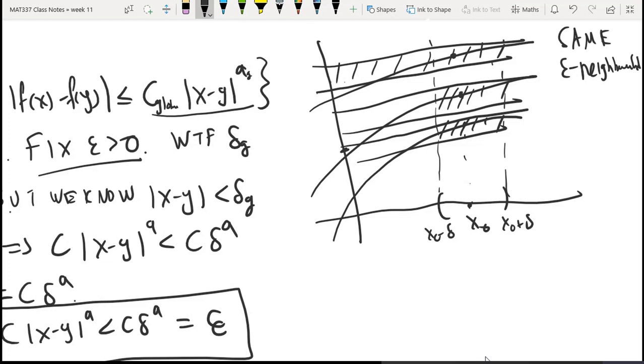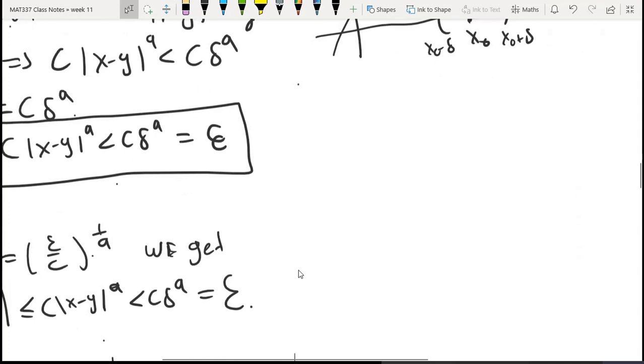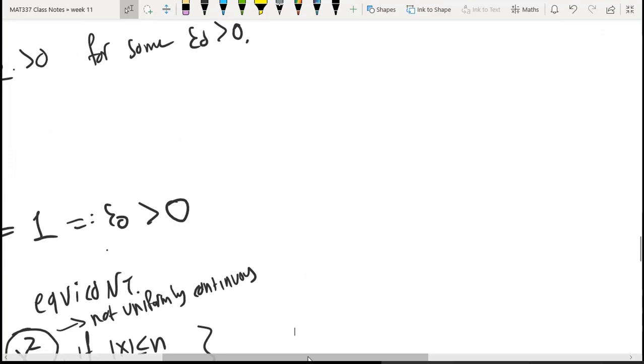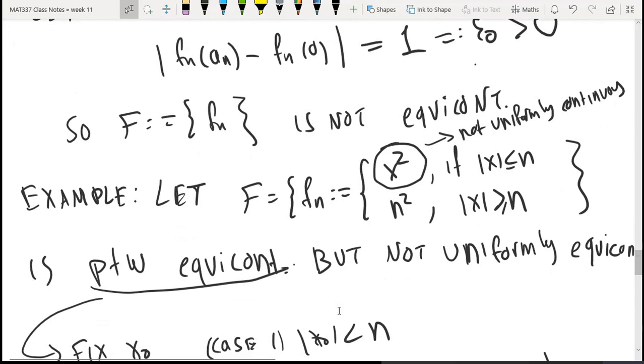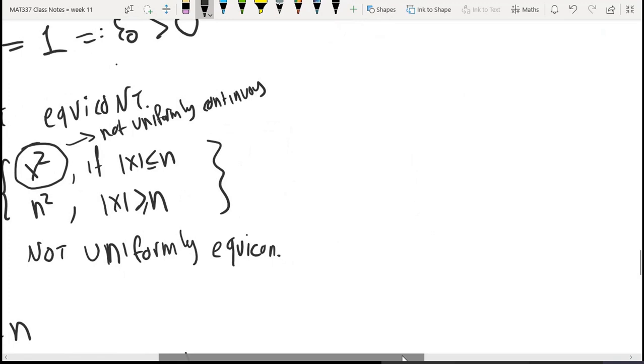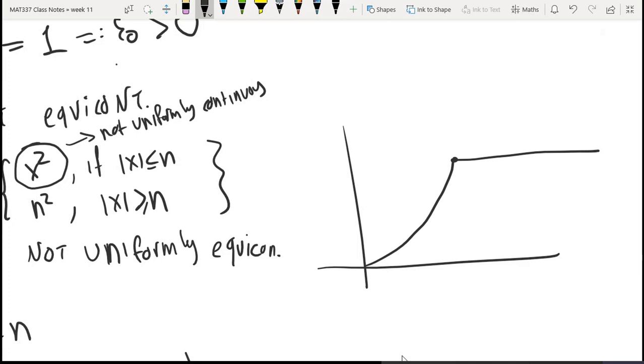Now, going back to the other example, let me show you why this picture fails. So let me draw it. This one is pointwise equicontinuous, but not uniformly. Let's draw some pictures. So you go up to x squared, then your constant. You go up, same function, and then you start later. Let me draw the slope bigger. So you go like this.